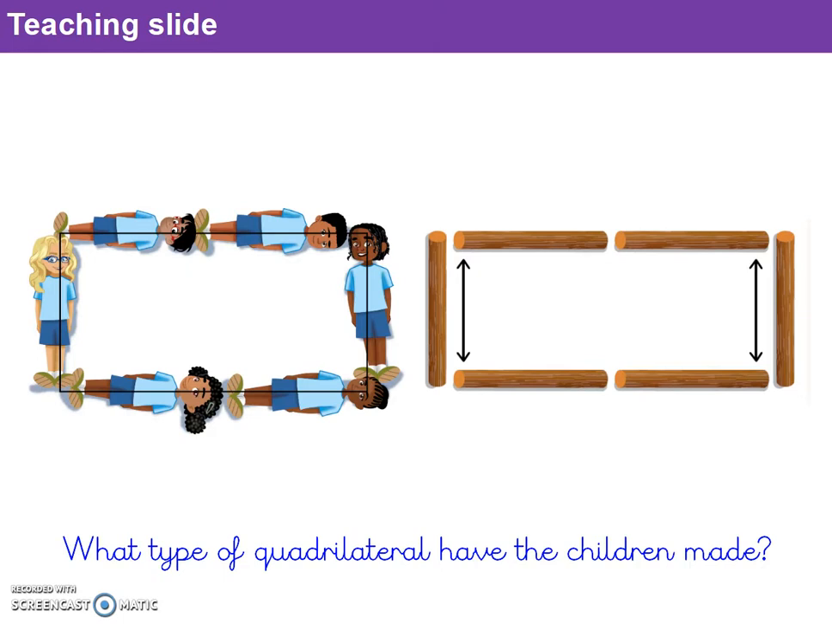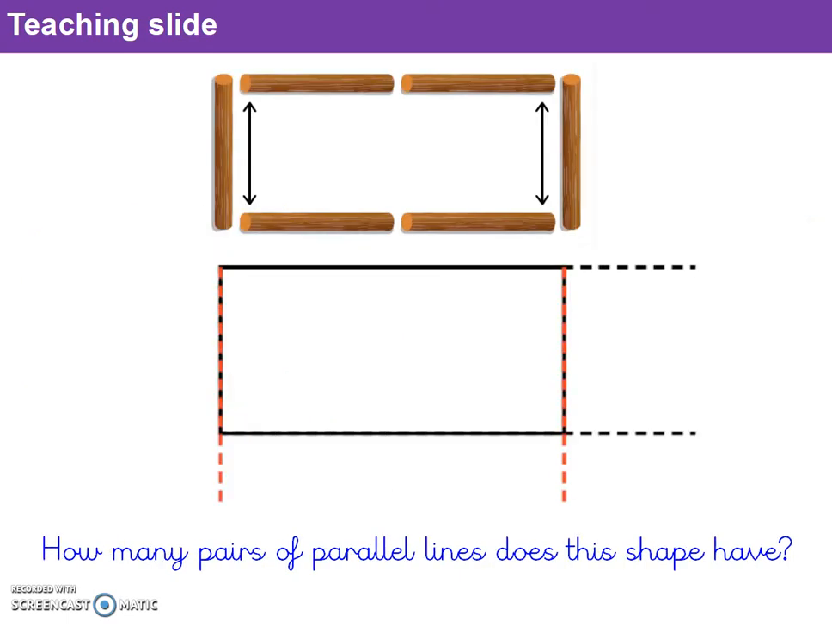How many pairs of parallel lines does this shape have? Well, if we remember our learning previously, a parallel line was a set of straight lines that travel in the same direction, be that horizontally or vertically, and remain exactly the same distance apart. And we can see on this rectangle that I've labelled two pairs of lines. So the first pair are the red vertical lines, and you can see they are exactly the same distance apart at the top and the bottom.